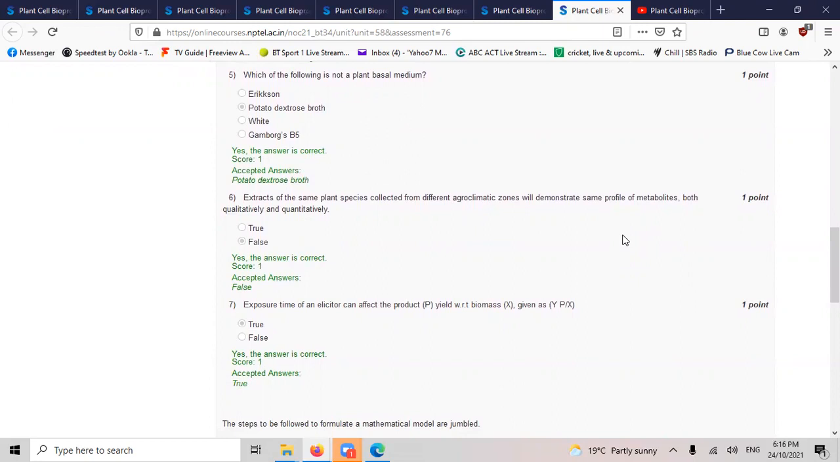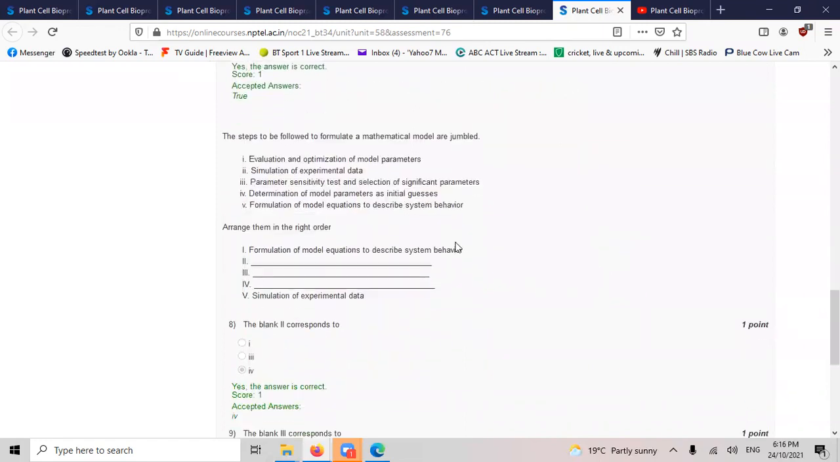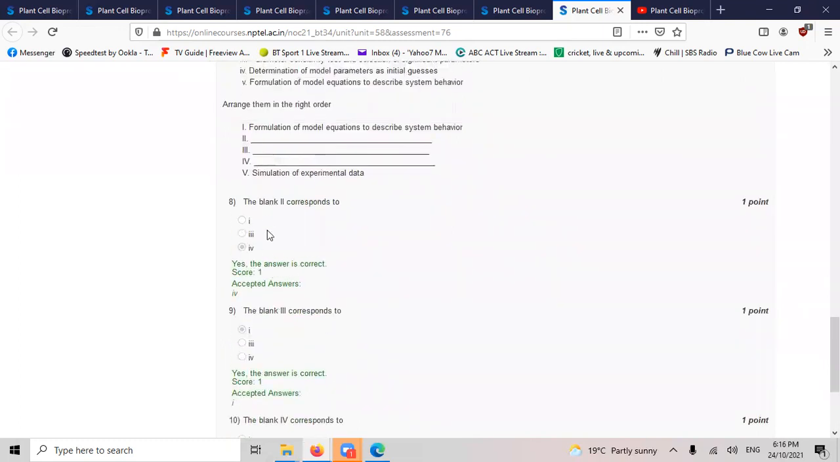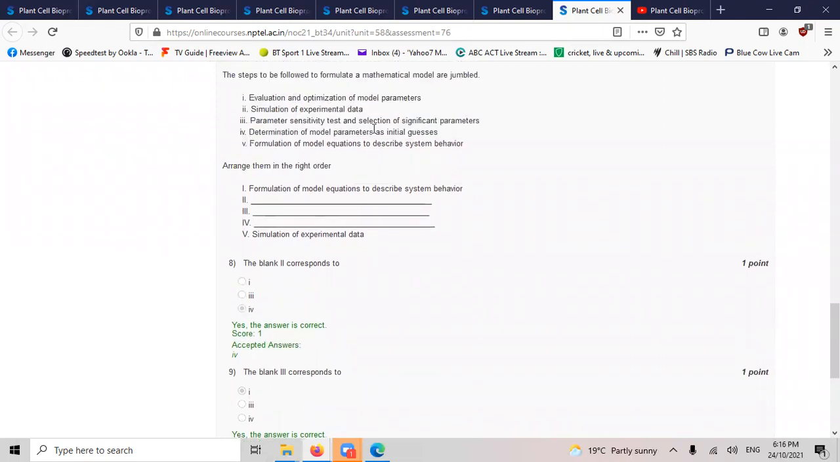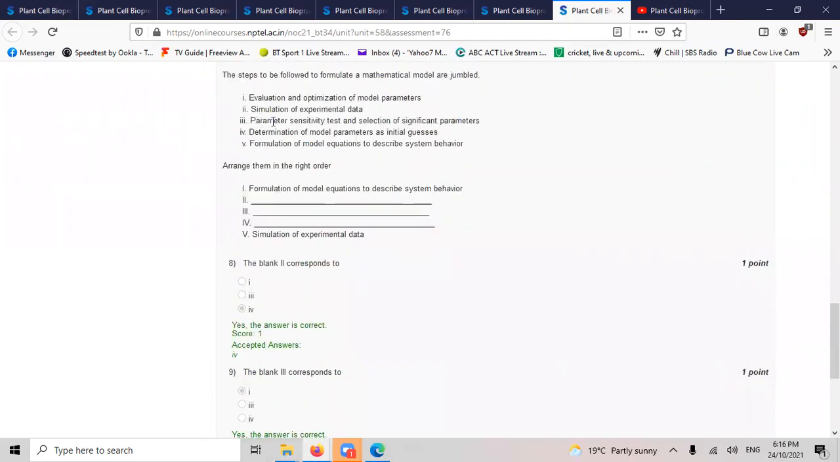Steps to be formulated and active models are jumbled. Oh, this is the last one. You've got to put this into order. It's the mathematical model, doing the mathematics to formulate things. Number one is formulation of an equation. Number two is determination of the model parameters, number three is evaluation of optimization and model parameters, number four is parameter sensitivity tests and selection of significant parameters, and five is simulation of the experimental data. Sweet as, it's all done.